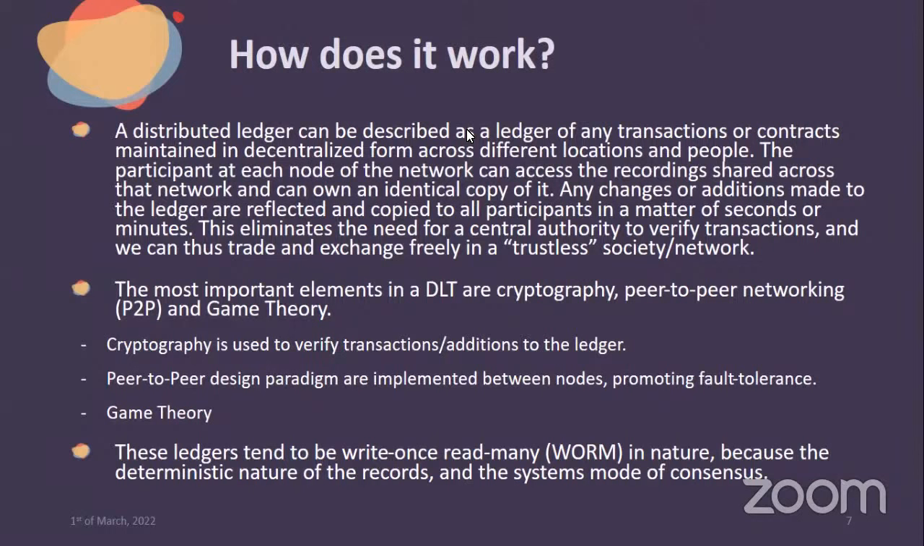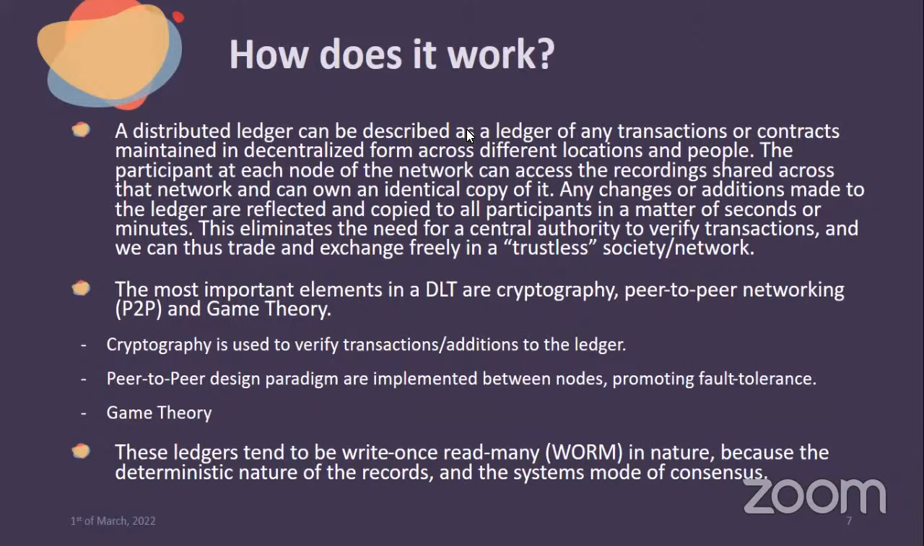We have frauds and Ponzi schemes out there. So that's why there's a need for privacy and security, and for developing systems that allow us to engage in a trustless society. The most important elements in a DLT are cryptography, peer-to-peer networking, and game theory.